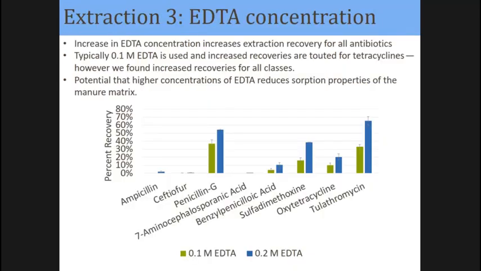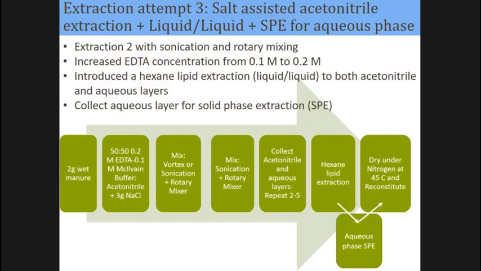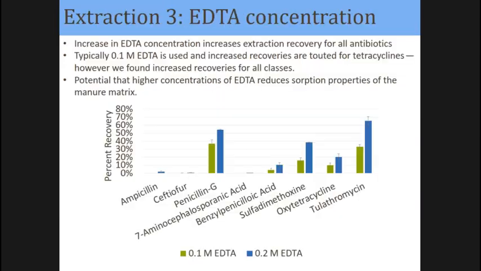We did the extraction again, where we essentially increased the concentration of the buffer that chelates. And so tetracyclines, I said, like to chelate to metals. And so when you use a higher concentration of a chelating agent in your extraction, you're actually preventing those tetracyclines from sorbing to the iron in your manure and allowing for them to come out in your organic solvent. And so when we increased the concentration of EDTA, we found an increase in recovery, not just for tetracycline, but for the other antibiotics we were looking at as well.